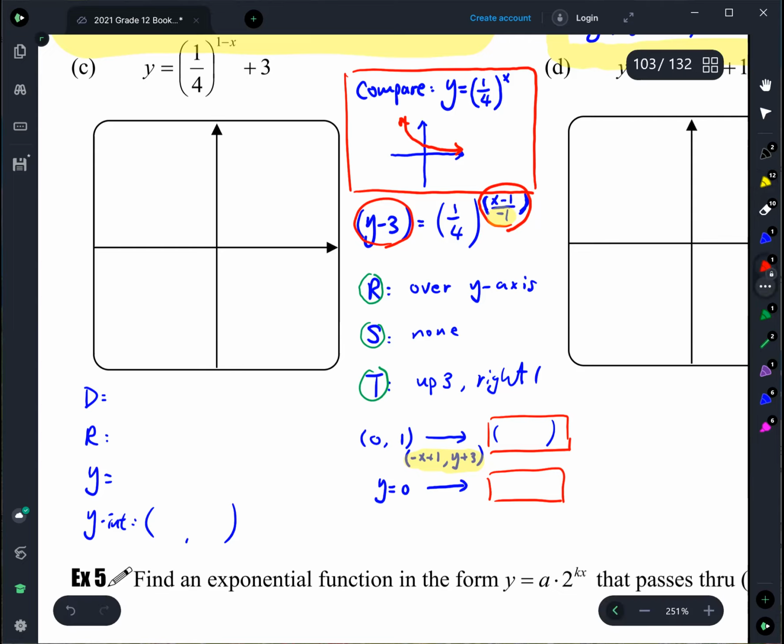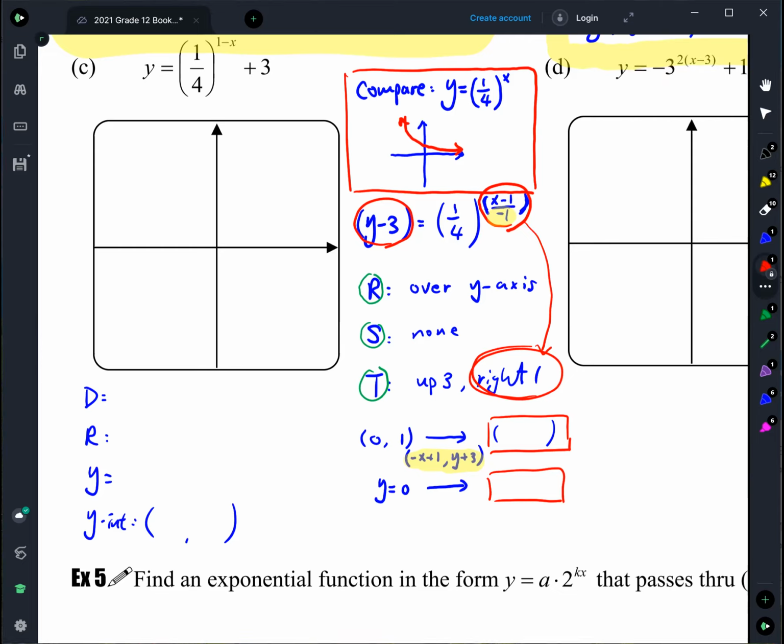Moving to the left side, to the right by 1, right? Translation. Okay, x minus 1 means you move it to the right. So if you want to move it to the right, then you need to plus 1. So that's why it's negative x plus 1.